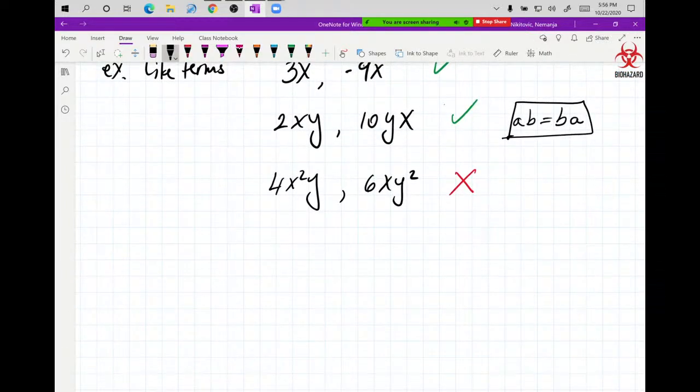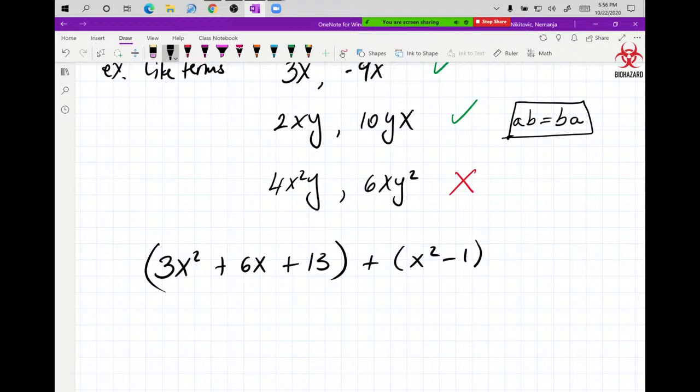All right, so now let's just add and subtract these guys. So you are going to add and subtract like terms. So if I have 3x squared plus 6x plus 13, and I want to add to that x squared minus 1.